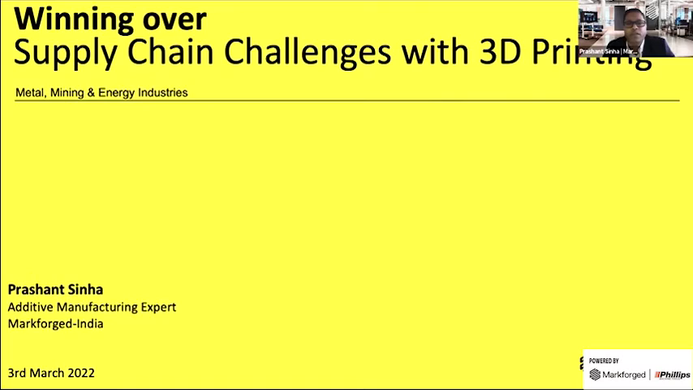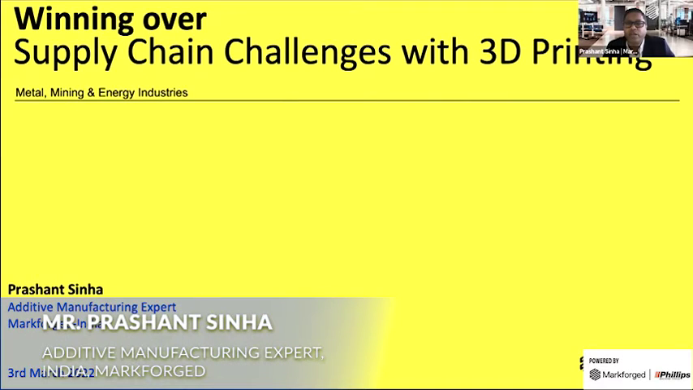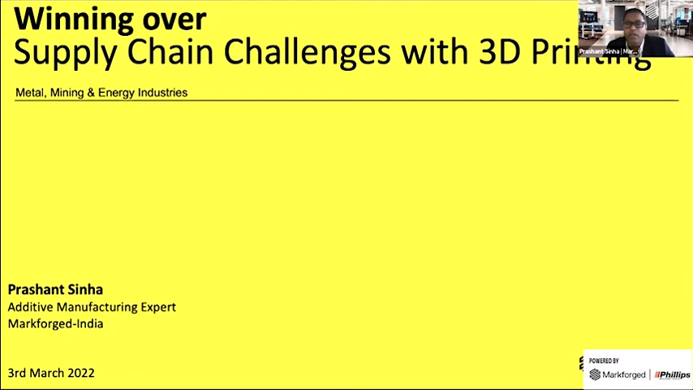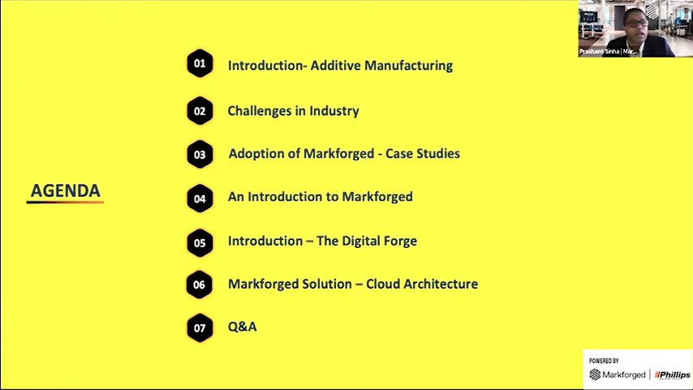Today, we are going to find out how additive manufacturing can transform a complex system of parts into digital files that can be stored in the cloud and printed on demand and on site. In this agenda, I'll put a little focus on what is additive manufacturing. Before taking a deep dive into additive manufacturing, we'll understand our traditional way of manufacturing. Then second is challenges in industry. Third, adoption of Markforged, a few of the case studies from our customers. An introduction to Markforged, an overview of the company. Then introduction to the theme, the Digital Forge from Markforged. The Markforged solution, the cloud architecture, the software that we use. And at the last, we will have a question and answer session.